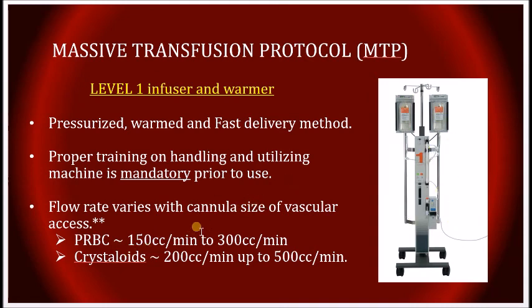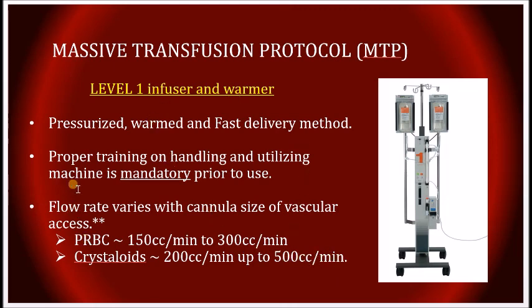And usually the rate is actually quite impressive, because for red blood cells, for PRBCs, it can go up to 150 cc's per minute. So you can run your unit of blood in a minute or two. And that is very, very fast, right? For crystalloids, on the other hand, it can go anywhere from 200 cc's a minute to half a liter in a minute if required.